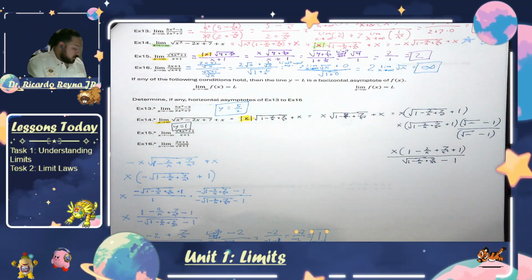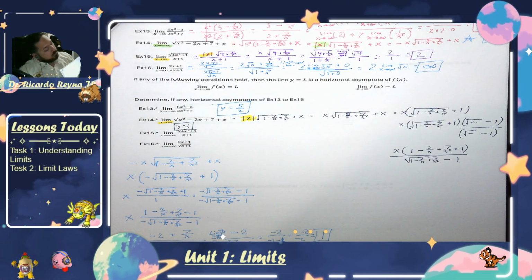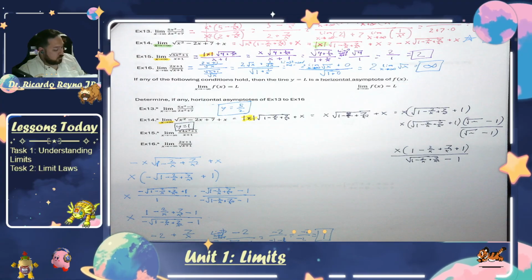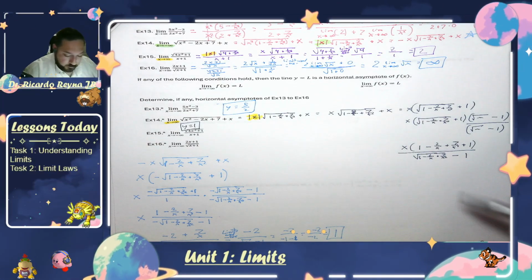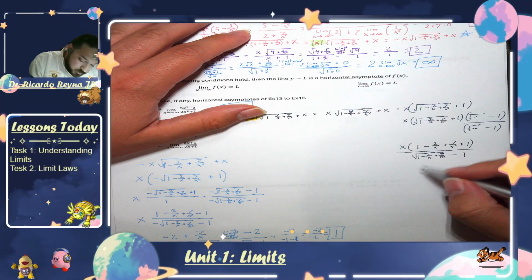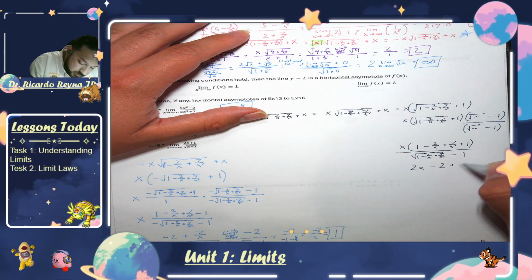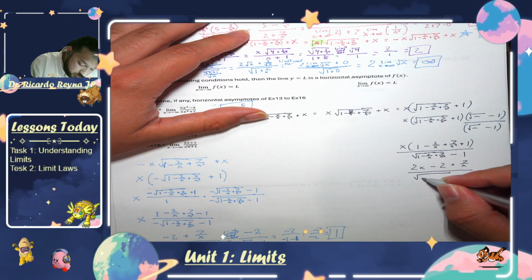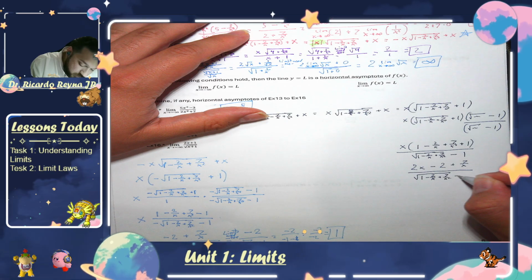Okay, so let me just check my solution really quick. All right, then from here we can go ahead and do this, and we get 2x minus 2 plus 7 over x, over 1 minus 2 over x plus 7 over x squared, minus 1.